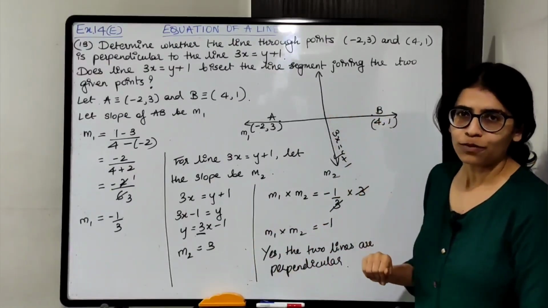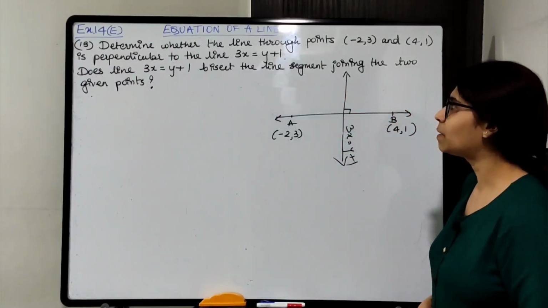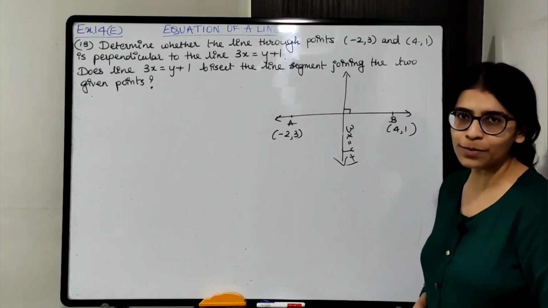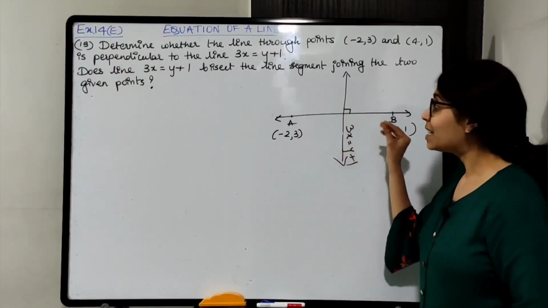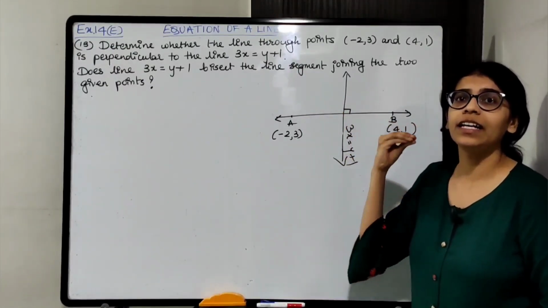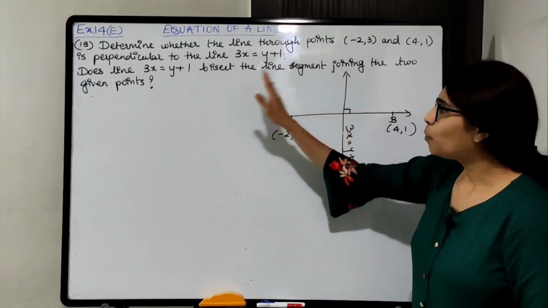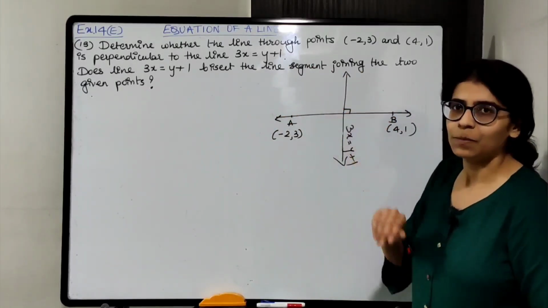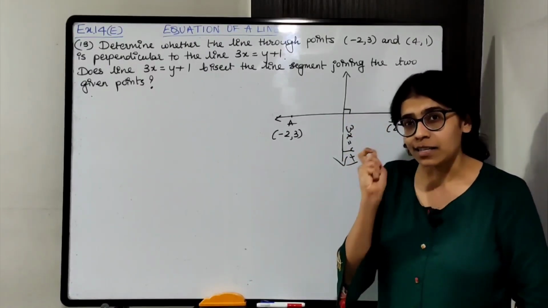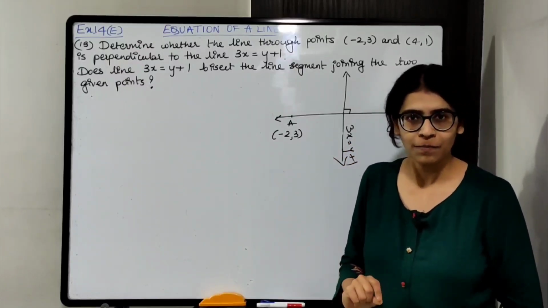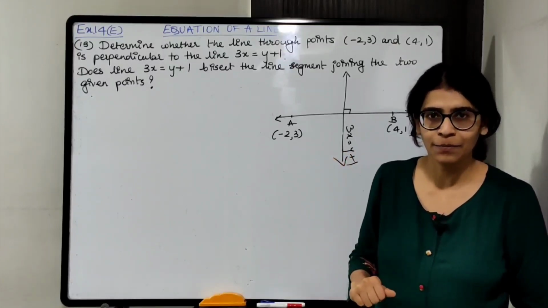Now we'll come to the second part of the question. Does line 3x equals to y plus 1 bisect the line segment joining the two given points? So they have asked if this line which is perpendicular to AB, is it bisecting AB, that is dividing AB into two equal parts? They have asked this question. So the 2 points is nothing but A and B. So is it bisecting AB? Now if it is bisecting AB, then it has to pass through the midpoint of AB. मिडपॉइंट से पास होगा तो ही बाइसेक्टर है, मिडपॉइंट से नहीं पास होगा तो बाइसेक्टर नहीं है ना.